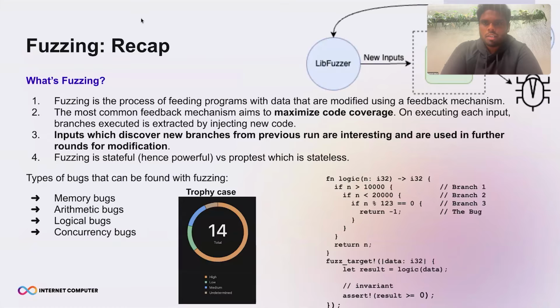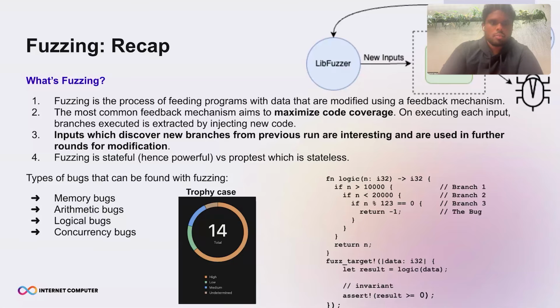Before going into canister fuzzing, let's talk about what fuzzing is. Fuzzing is the process of feeding programs, in this case a function execution, with data that is modified using a feedback mechanism. The most common kind of feedback mechanism, which everyone knows, is maximizing code coverage. On executing each input, you inject some code which tells you how many branches were taken. Then new inputs which discover new branches compared to previous runs are marked as interesting, and these are used in the next run. So you have this feedback mechanism of discovering new paths, and inputs which discover new paths are used again, and this feedback loop goes on and on.